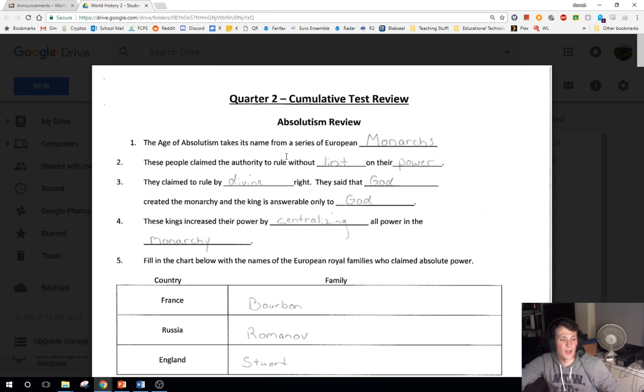Divine right. They say basically that God created the monarchy itself, so therefore the king is really only answerable to God himself.